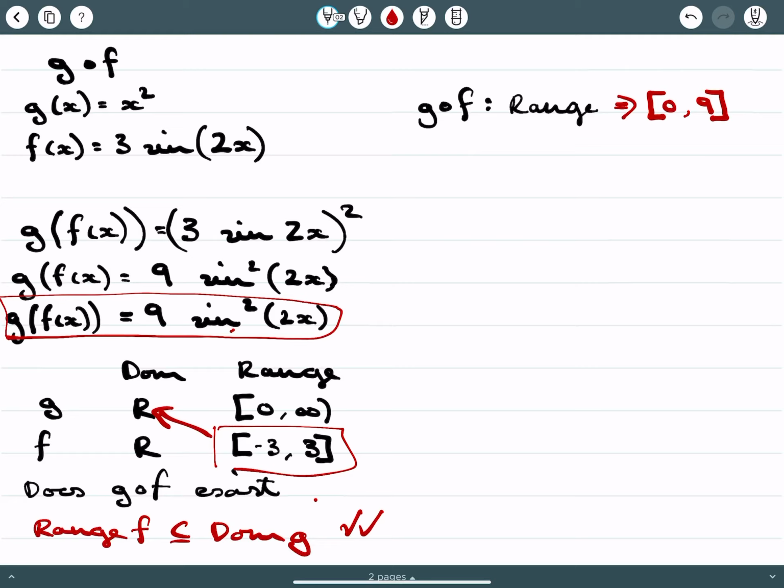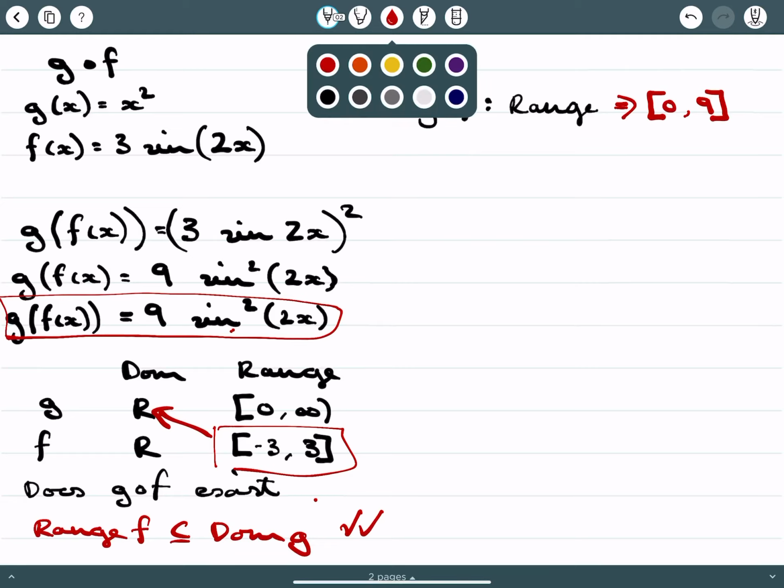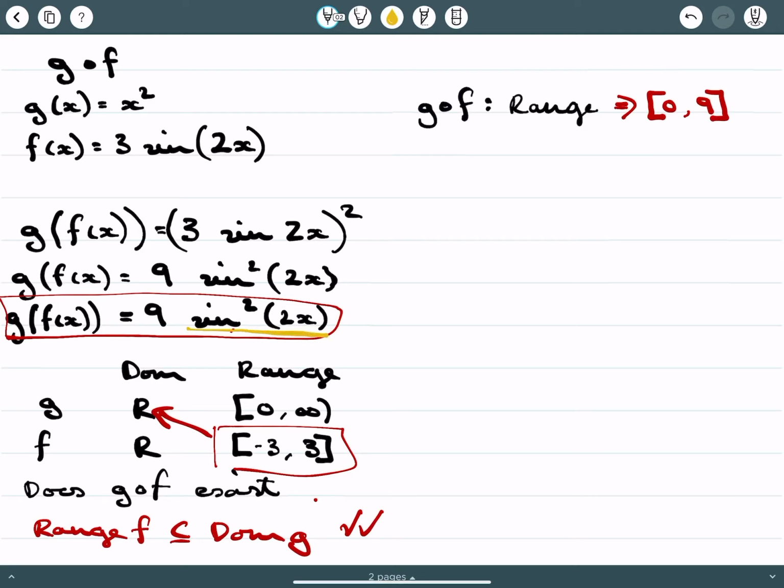That's all dependent on this term specifically being squared, so there can't be any negative values there. Obviously then, if we talk about our domain of g of f, this is all real numbers, and this is our solution. And all correct.